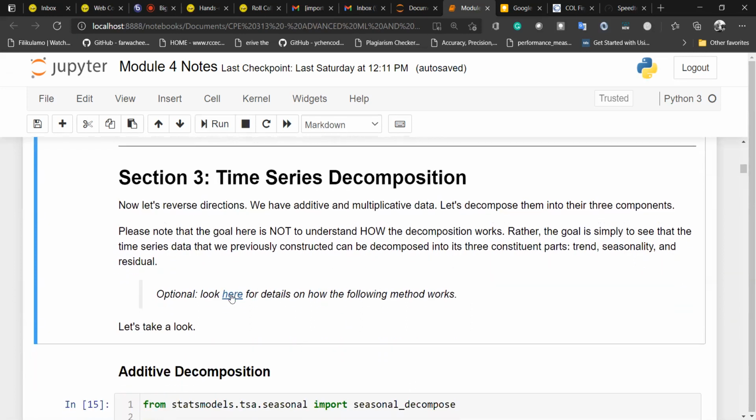You can check this link. I think I haven't uploaded these module 4 notes yet. Maybe later I'm going to upload it. Just remind me later to upload it. The link here has the details on how the following method works.